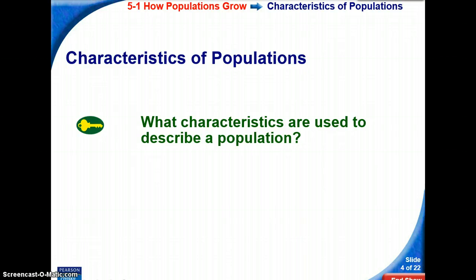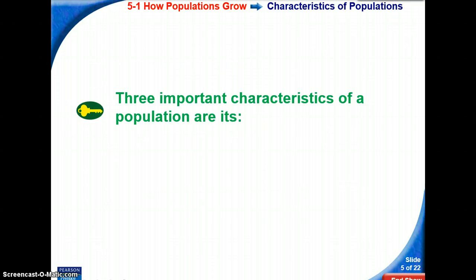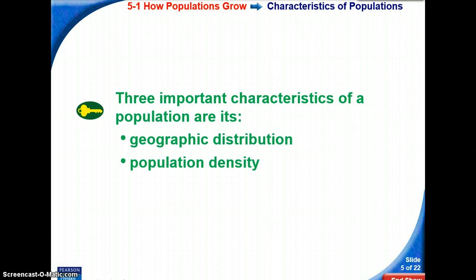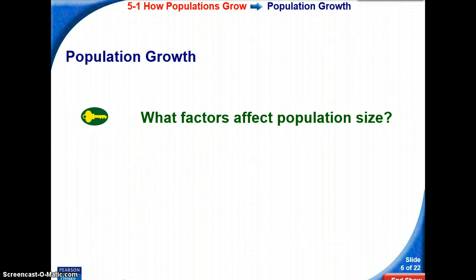Characteristics of populations. It starts out right away with a key concept question. The question asks us what characteristics are used to describe a population. There are three important characteristics of a population, and they are geographic distribution, that is where the population is located. Population density, so how many people or how many organisms can be stuffed into that particular geographic region. And also the growth rate, and that's what we're going to focus on today, is the growth rate.